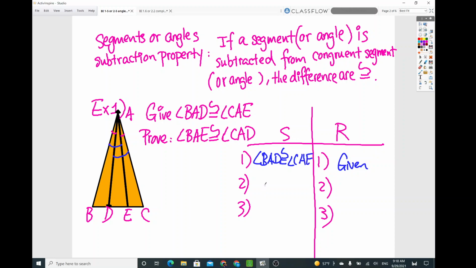The next thing I want to show: according to these two angles, one thing they share in common is angle DAE. Once you add angle BAD along with angle DAE, you end up with the exact same measurement as angle CAE plus angle DAE. For this one you can use one of those postulates, segment or angle subtraction or addition. This one is the angle addition property.